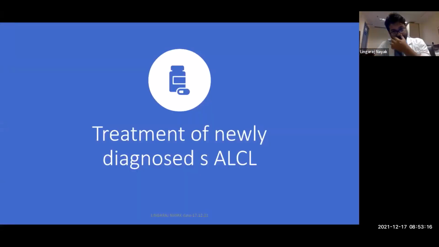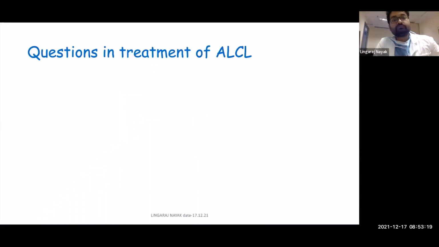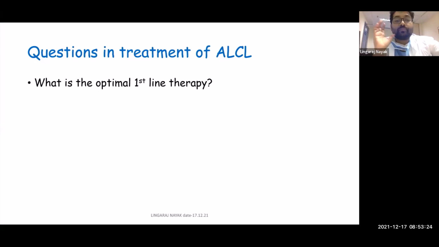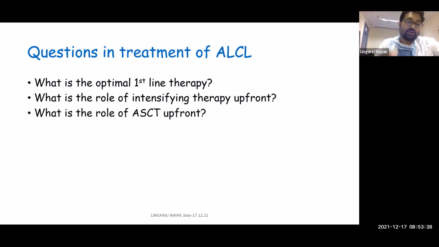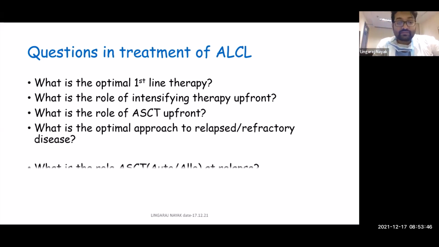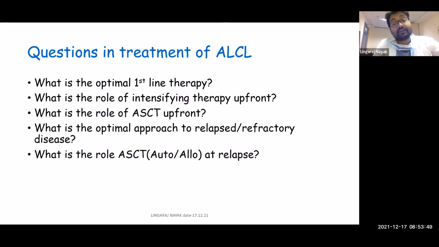Now let's come to the treatment of newly diagnosed ALCL and what are the important questions that we need to answer in treatment of ALCL. So what is the optimal first line therapy, and what is the role of intensification of therapy? Like what is the role of giving more intensive chemotherapy, Burkitt-like chemotherapy, I would say, intensification. What is the role of transplant upfront? Do all patients need transplant in ALCL? And what is the optimal approach in the relapse refractory setting? What is the role of transplant at relapse? So these are the things we'll answer in the next couple of slides.